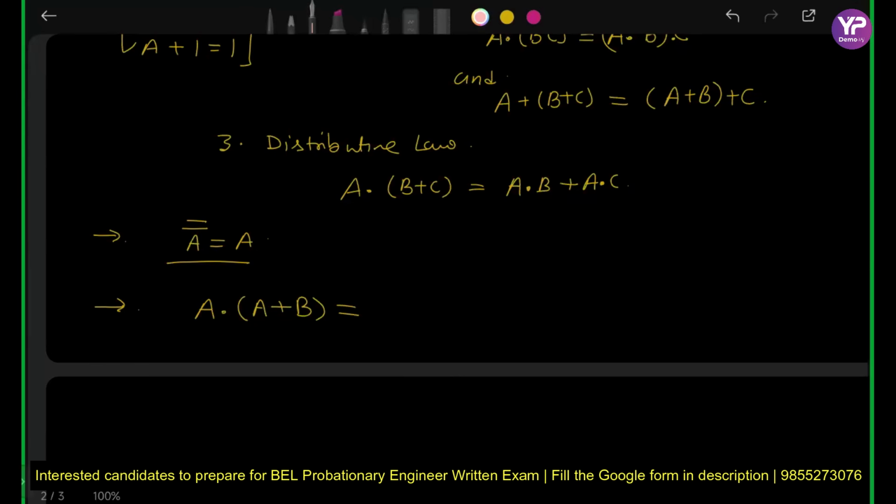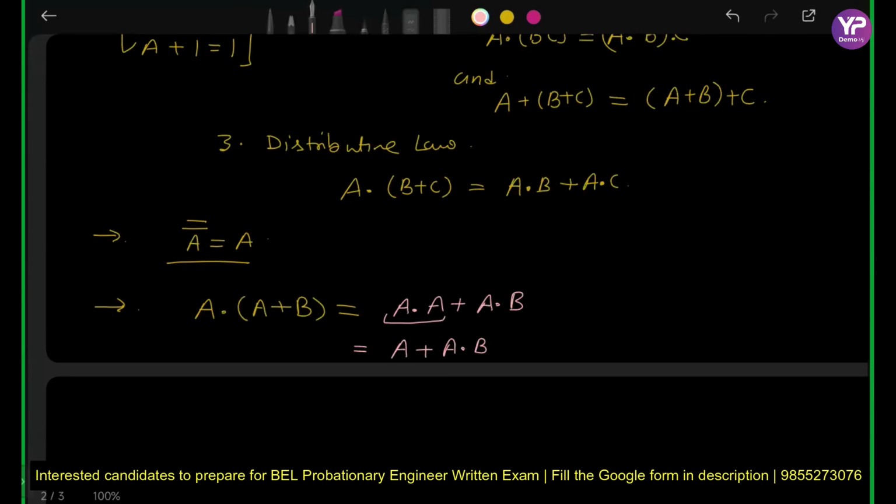Just focus here. Apply the distributive law here. A and A plus A and B. I applied the distributive law, right? So how much is the first value? A and A is A, I already discussed this. Then plus A and B. Till here everyone understood what I did or not?